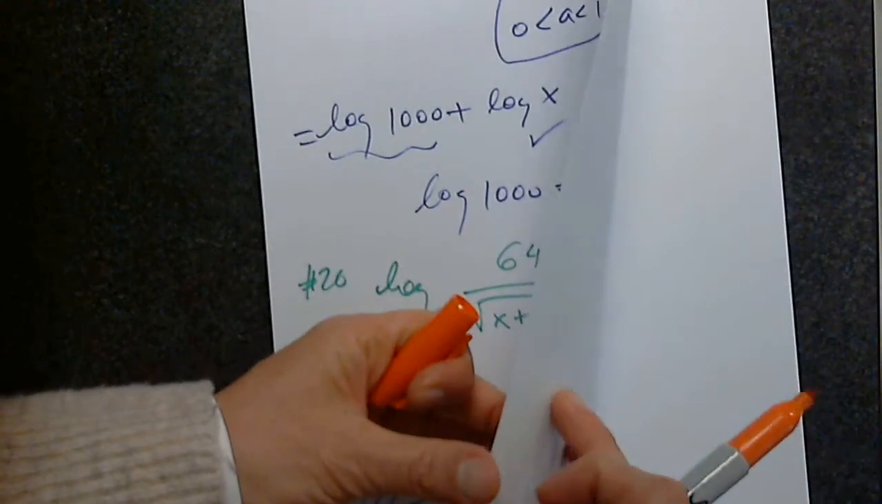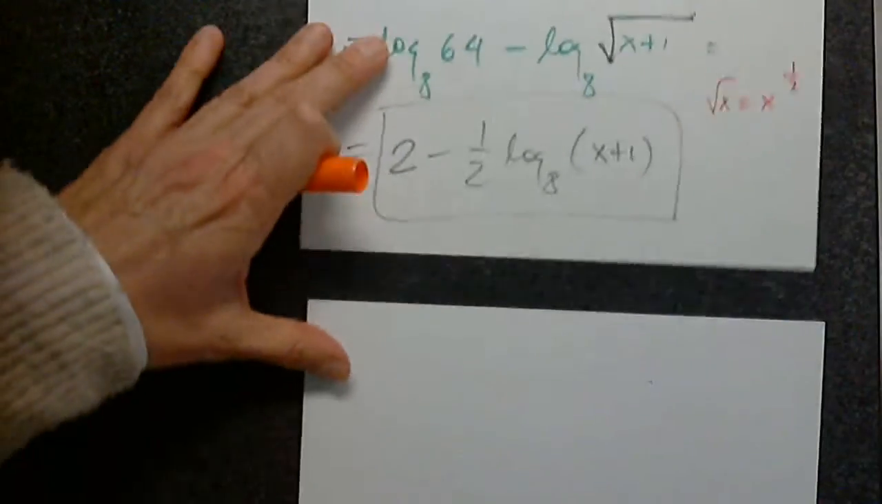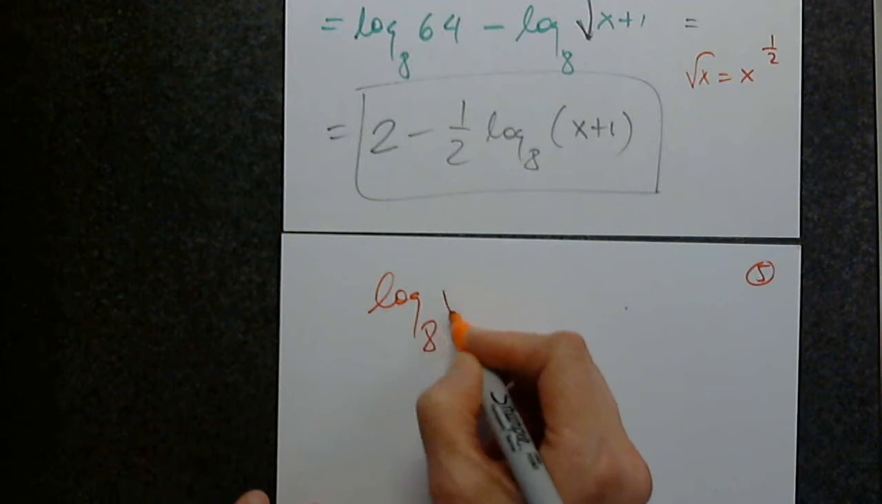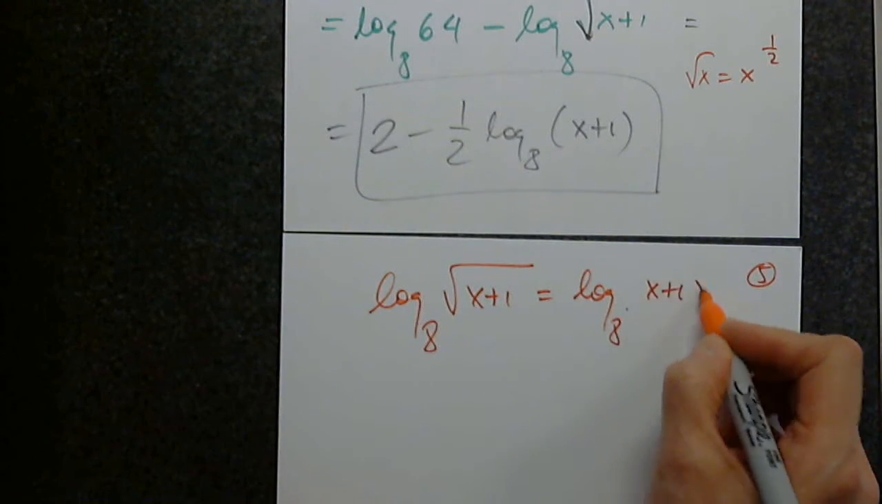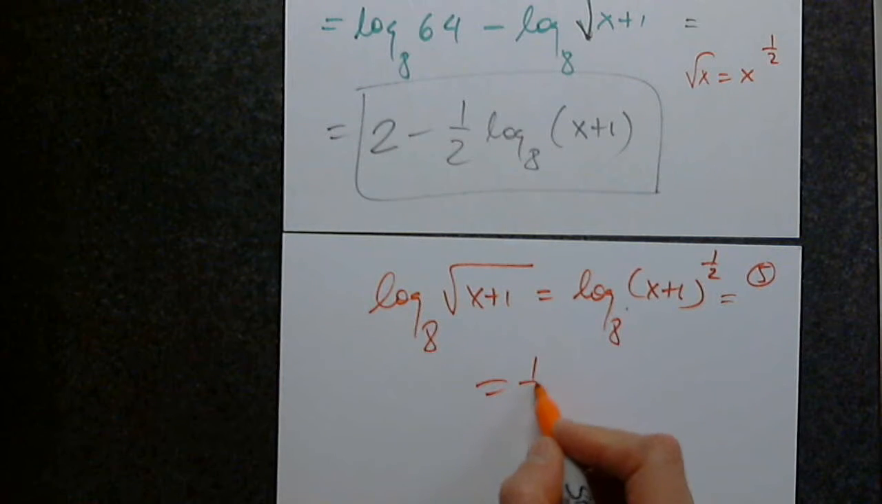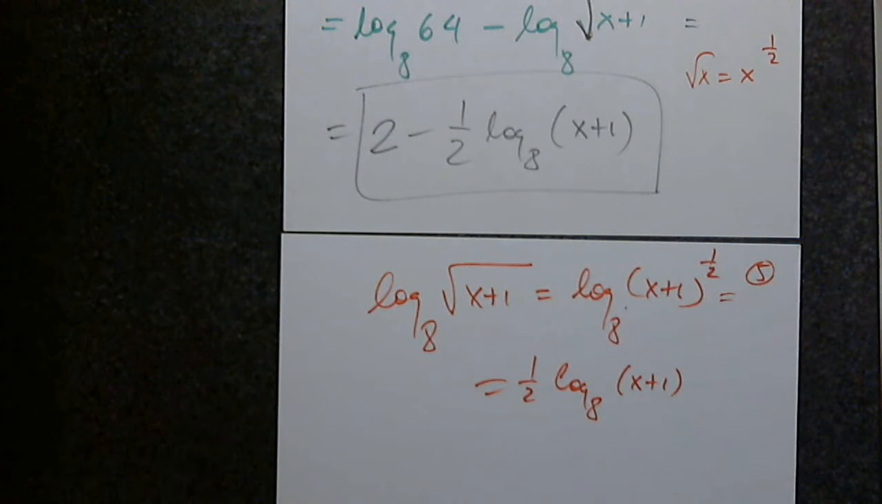Is this clear? I thought one of the rules we learned before was... So log base 8 of the square root of x plus 1, can it be rewritten like this? It can be. So this is 1/2 log base 8 of x plus 1. I just wanted to clarify that.